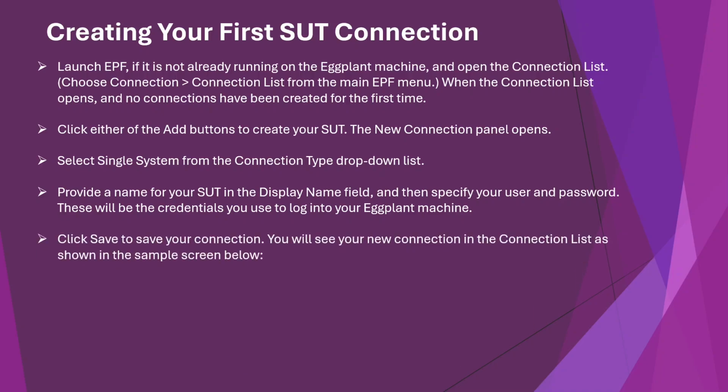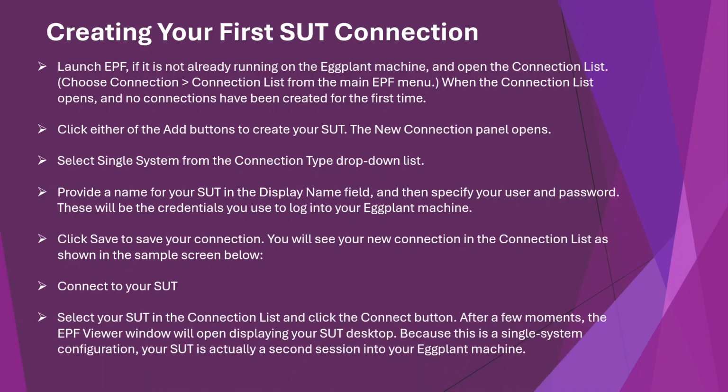And then you need to click on the save button to save your SUT connection. So you will see your new connection in the connection list as shown in the sample screen below. And then you can connect to your SUT by double clicking on the connection list. So basically you need to select your SUT in the connection list and click on the connect button. After a few moments, the Eggplant Functional viewer window will open, displaying your system under test desktop.